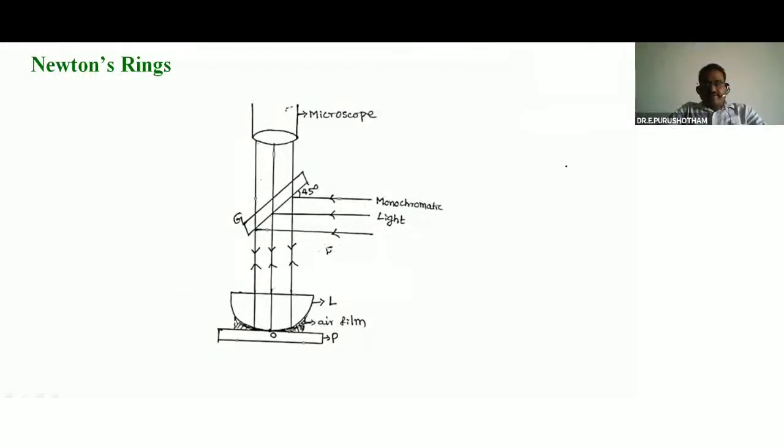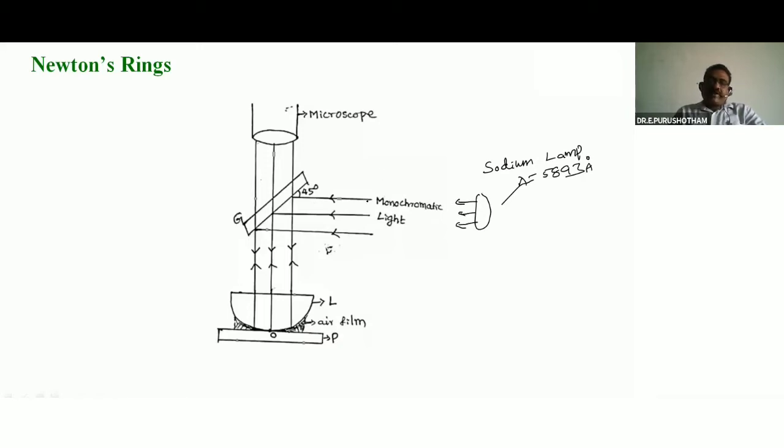Newton rings. So you see here, this is the monochromatic light source. Here some monochromatic light source is here, sodium vapor lamp, that is 5893 angstroms wavelength.